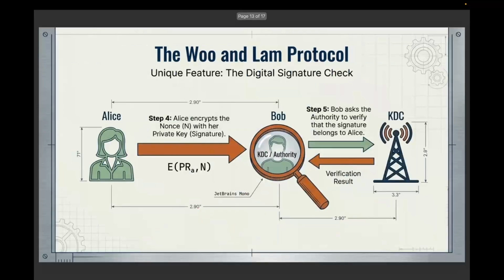So now let's look at the Woo and Lam protocol. Its unique feature is the digital signature check. So here is what happens. Alice will send a nonce encrypted with her private key, essentially signing it. And Bob will receive it. But instead of directly trusting it, Bob asks the authority to verify that the signature truly belongs to Alice. The authority checks and confirms. This adds an extra layer of trust. So it combines asymmetric cryptography with authority verification.